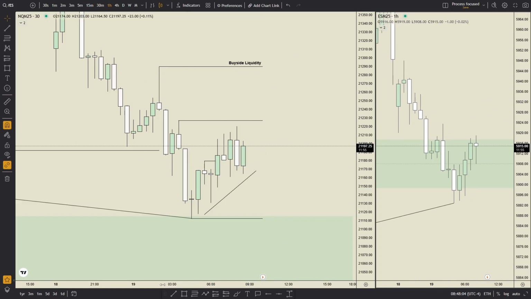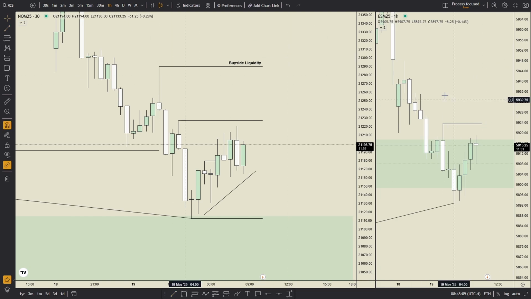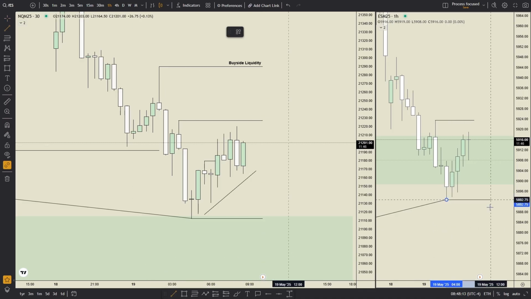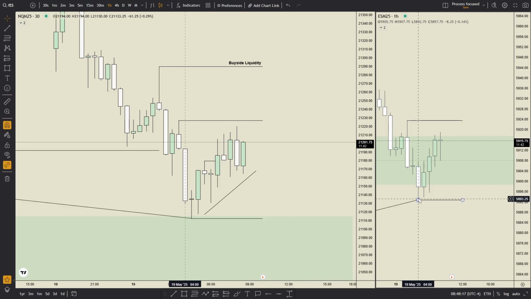Another thing I like to do is mark out the same highs and lows on ES as I've marked up on NQ, as if any of these highs or lows get taken, then we could be potentially creating a bullish or bearish SMT, which could really affect my trading.